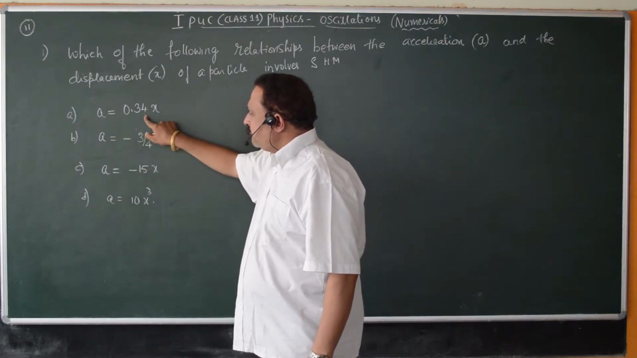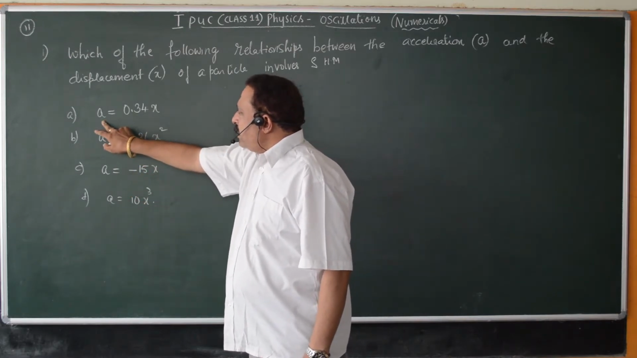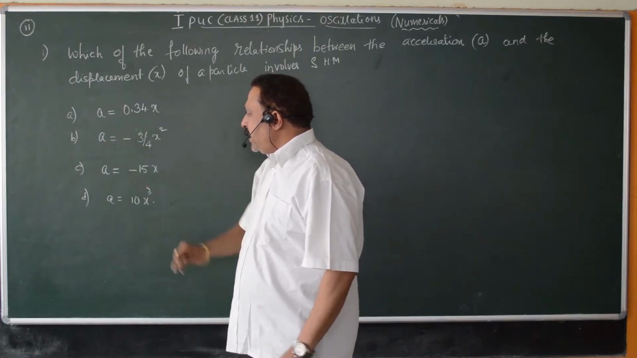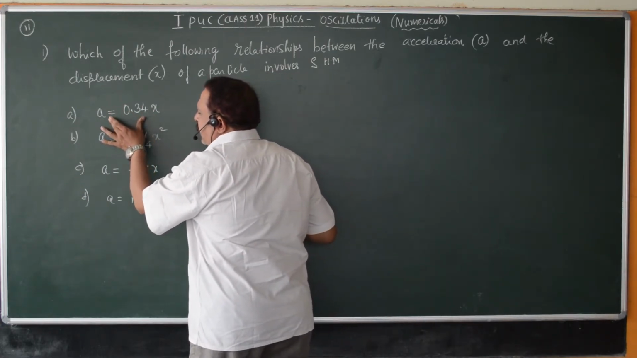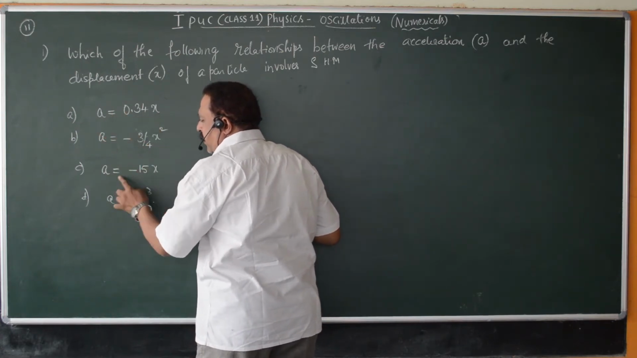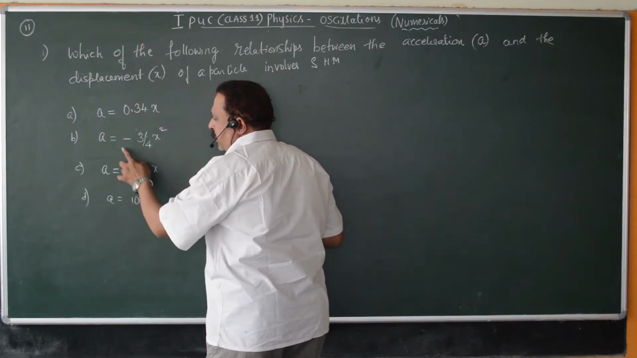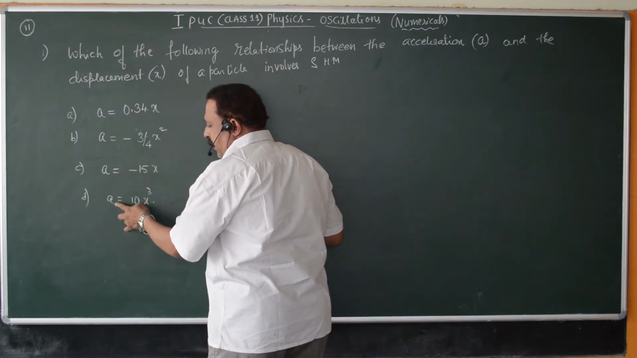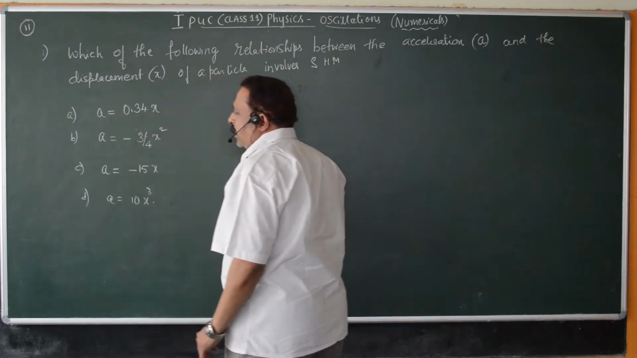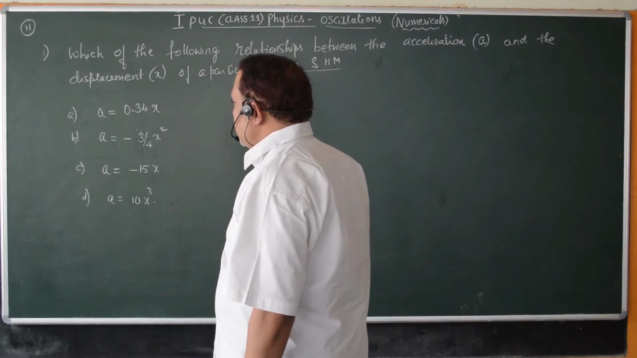In each equation, you observe that acceleration is a function of displacement because A and x are related in some way. Here it is A equals 0.34x, A equals minus 3 by 4x square, A equals minus 15x, A equals 10x cube. Here A is a function of x square and here A is a function of x cube, and in these two, A is a function of x. Now let's see which one of these four will represent the simple harmonic motion.